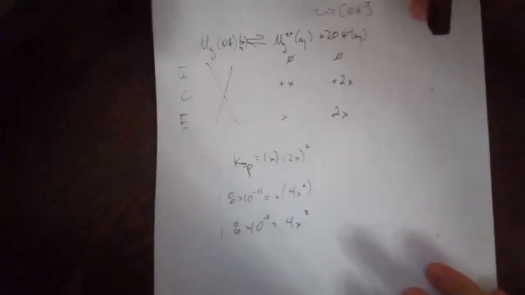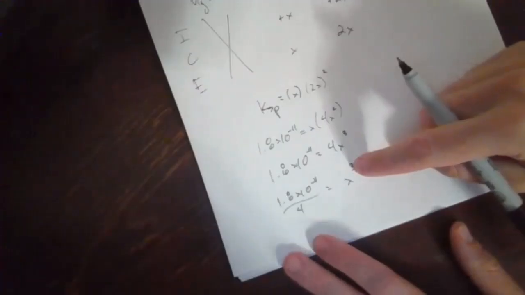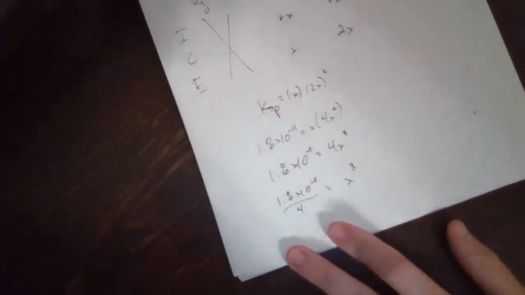I want a hydroxide concentration, so I need to solve for x. So I can divide by 4. And I need to get rid of this third power. So what I can do is take the third root of both sides, similar to a square root, but it's to the third power. Cube root would be another name for it.